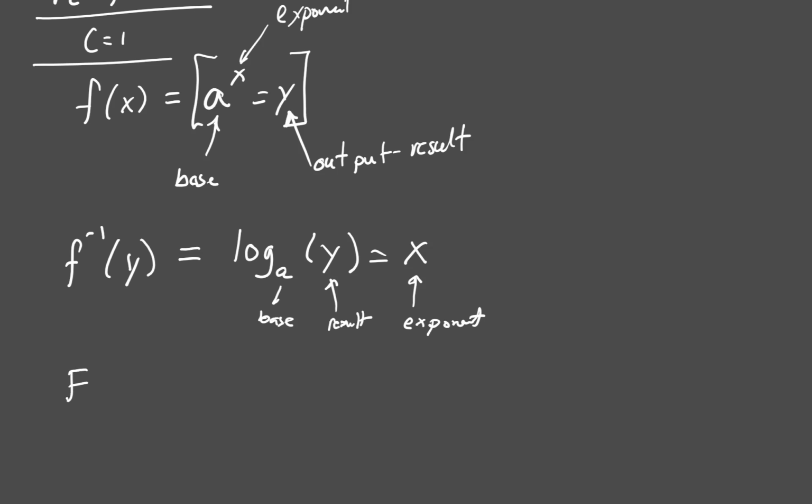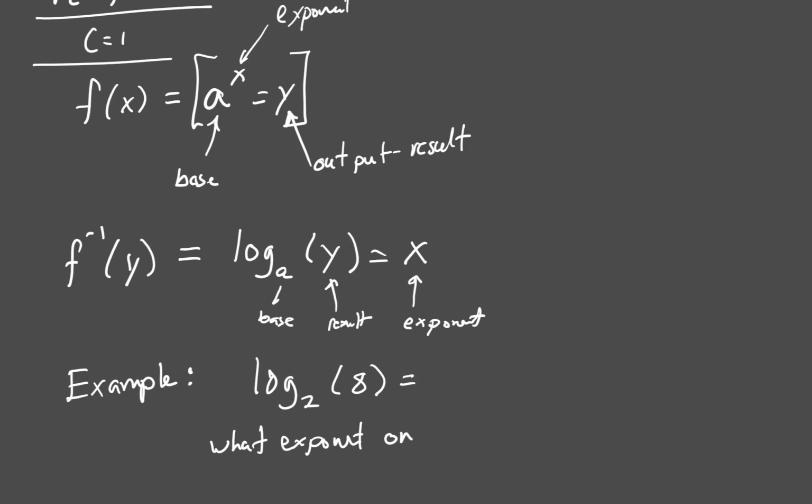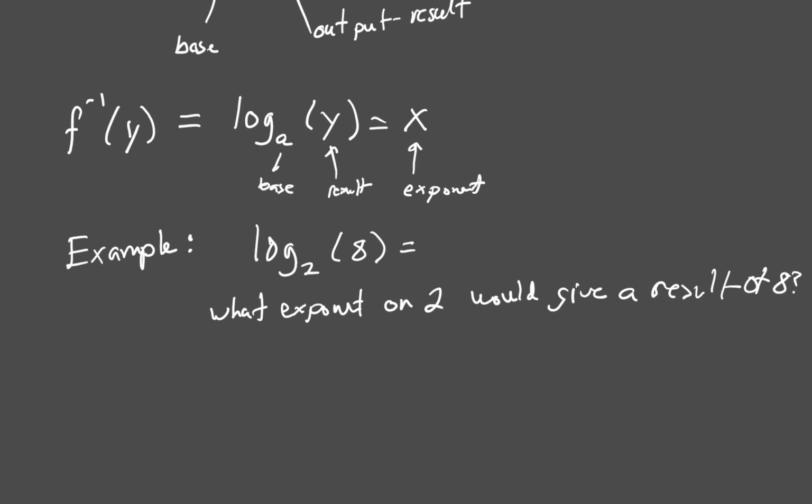and then the output of the logarithm is going to tell me the exponent I would have to put on that base to get the result. So for example, let's do a numerical example. Log base 2 of 8 is equal to what? Well, I want to know which exponent I have to put on 2 to get to 8. What exponent on 2 would give a result of 8? Hopefully you answered 3. If I put 2 to the third, I get 8. So log base 2 of 8 is equal to 3.